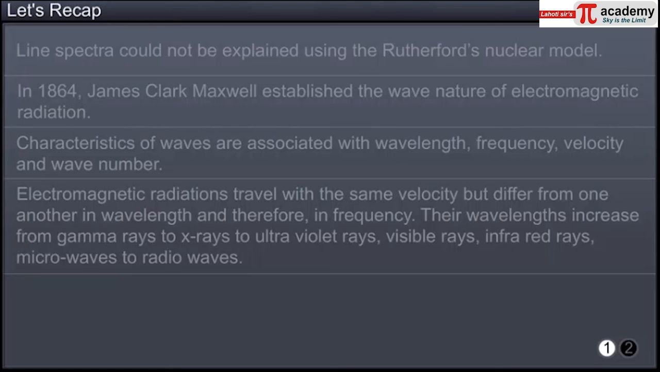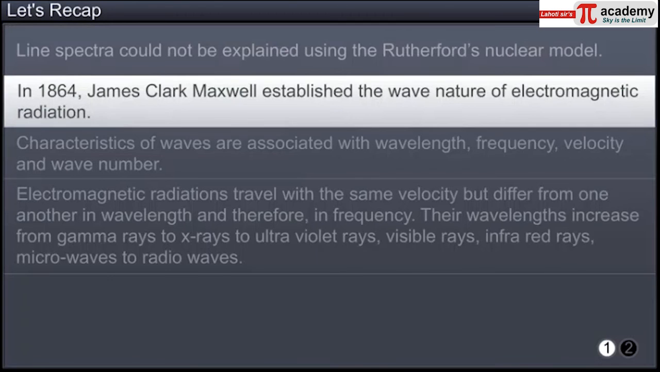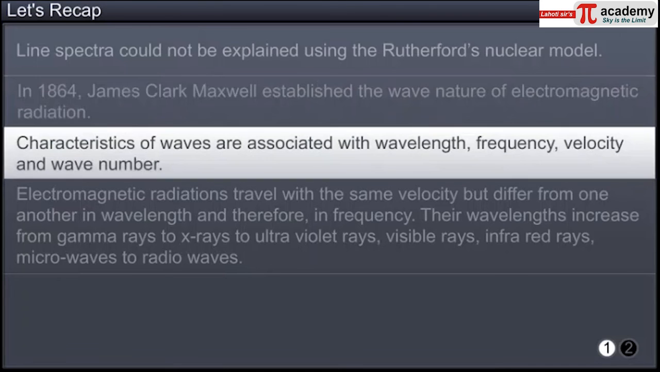You have now reached the end of this module. In this module, you learned that line spectra could not be explained using the Rutherford's nuclear model. In 1864, James Clerk Maxwell established the wave nature of electromagnetic radiation. Characteristics of waves are associated with wavelength, frequency, velocity, and wave number.